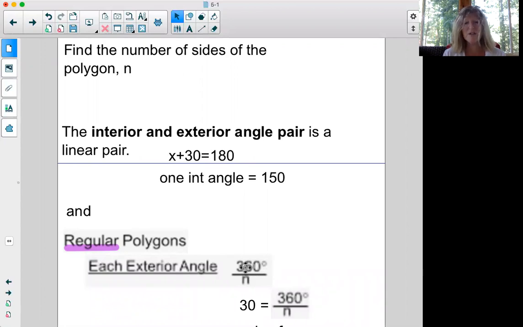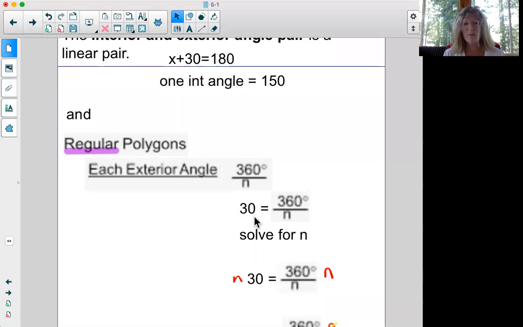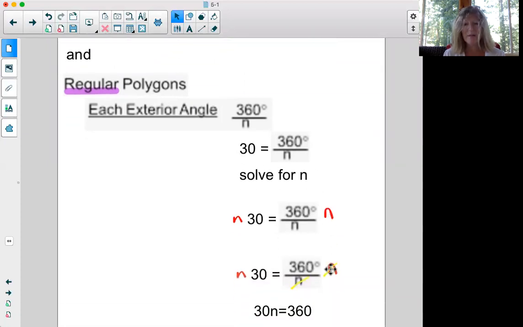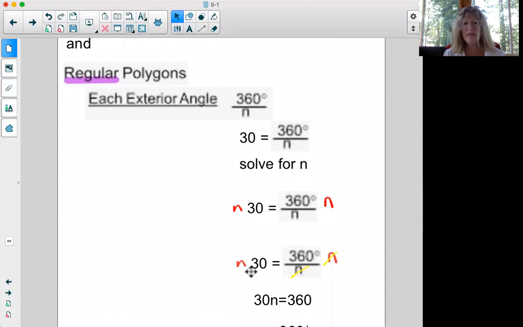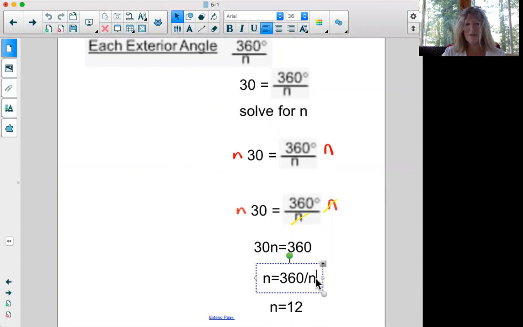It's regular, so they're all the same, and we know with regular polygons, the sum of all the exterior angles is 360 and they're all the same, so if we divide by how many sides there are, we get what one of them is, and we're told one of them is 30 in the given information, and so we can solve for n. We can multiply both sides by n to get it to cancel, and then divide both sides by 30, and we get our final answer. It should be a 30.